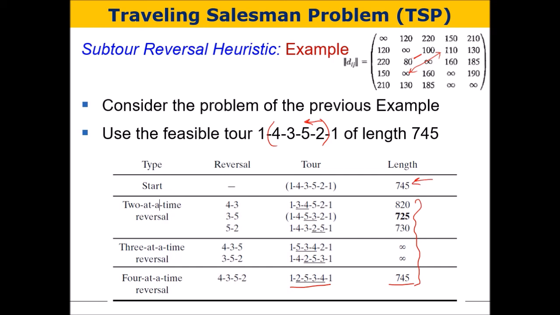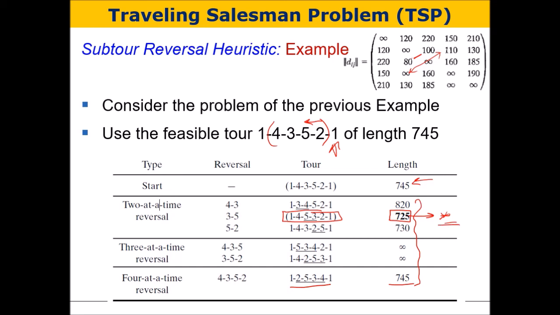Okay, so which one shall we select? Of course, we should select the one with the minimum total distance, which is this one. So this is the solution that we obtain from this starting solution. The final solution depends on the initial solution.